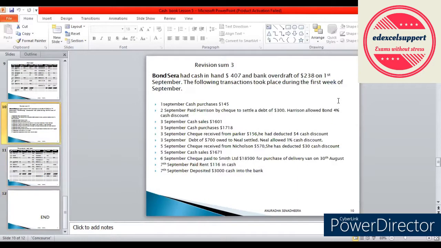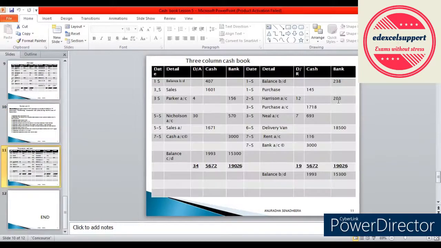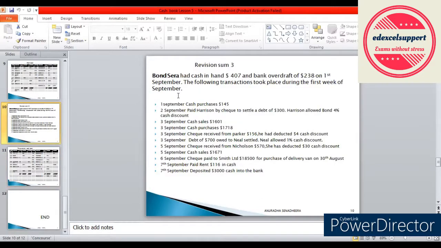We go to the next one, that is 3rd September, cash sales 1,601. So cash account debit 1,601. Yes, you write the sales account here, you can see. Then we go to the next one, cash purchases.